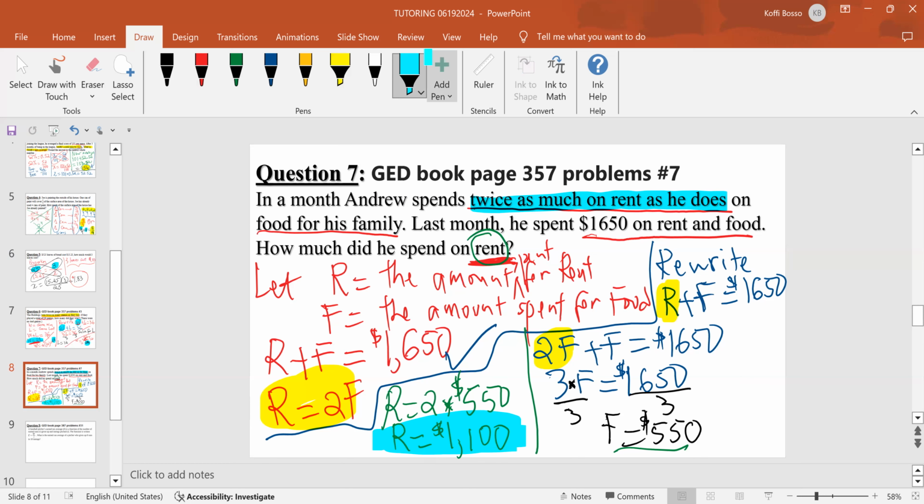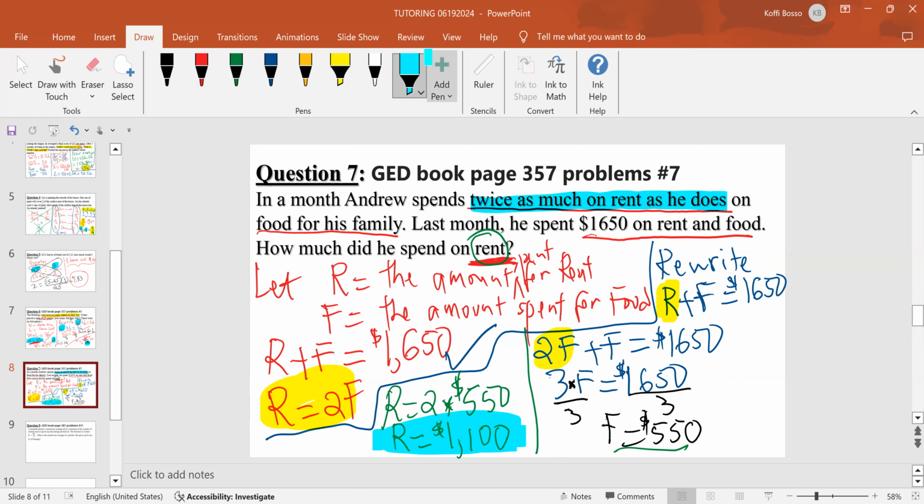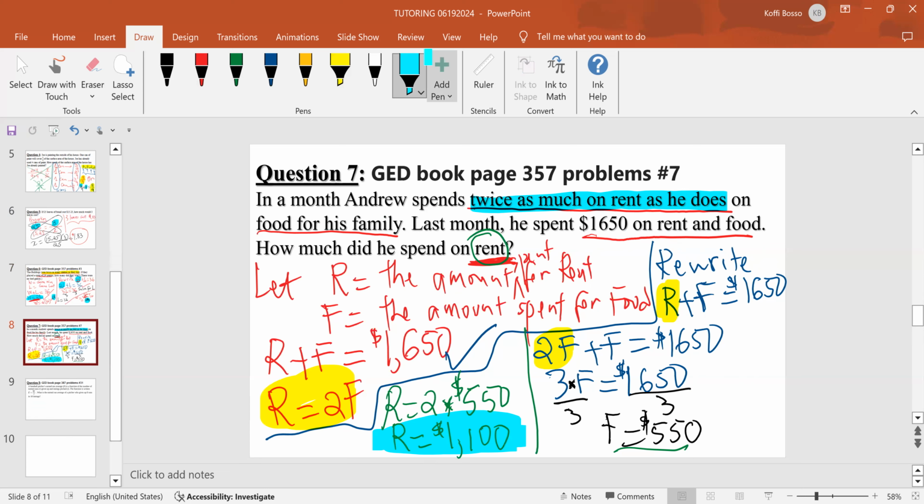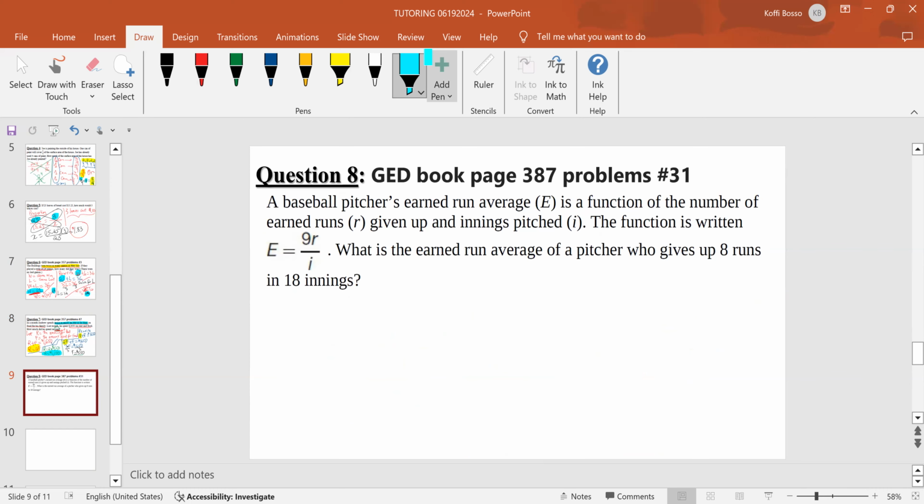So you see now, solving question 6 helps you to better understand question 7, and then you did it on your own. Yes, exactly. It's all about practice, repetition. So when you try to solve many word problems, you will see that it's not as difficult as people think.